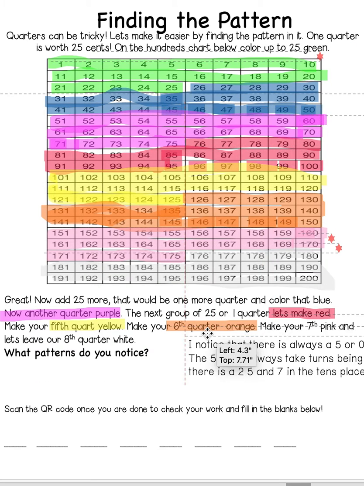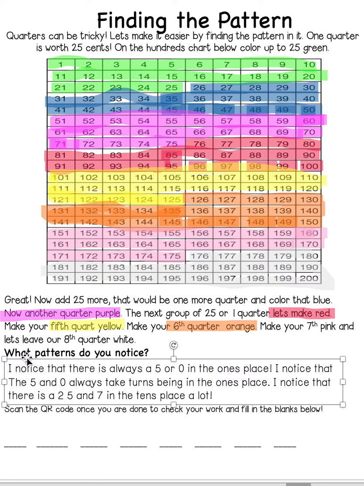So there's quite a few patterns that I noticed. First of all, I use full and complete sentences because I'm a really good second grader. And it says, I noticed that there's always a 5 or a 0 in the ones place. So let's look. 25, there's a 5. 50, there's a 0 in the ones place. 75 has a 5. 100 has a 0. 125 has a 5. I noticed that the 5 and 0s always take turns being in the ones place, right? So it always swaps back and forth.